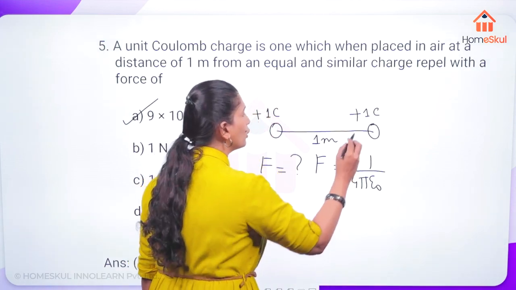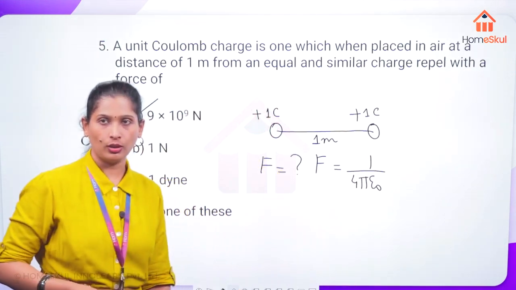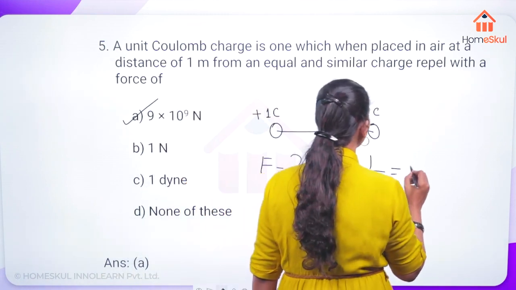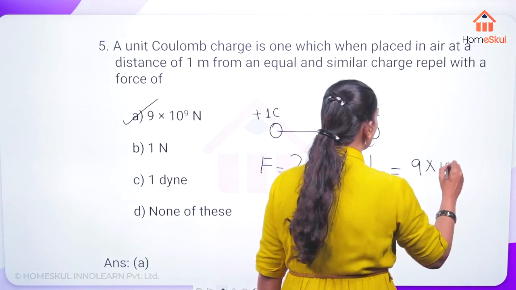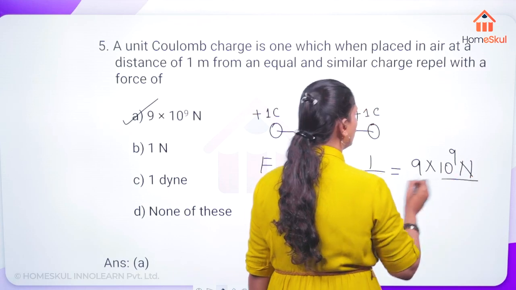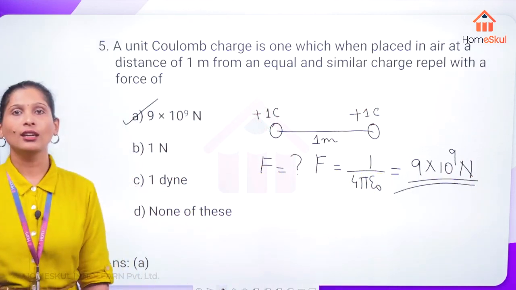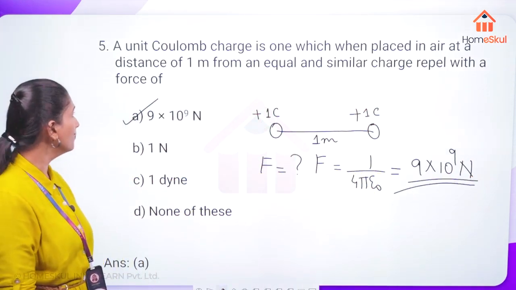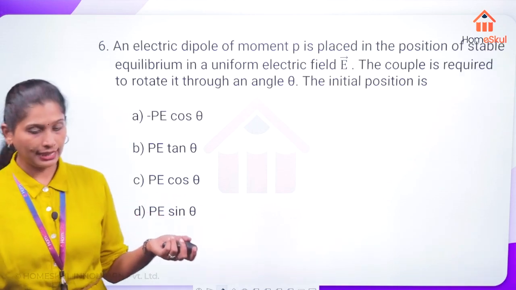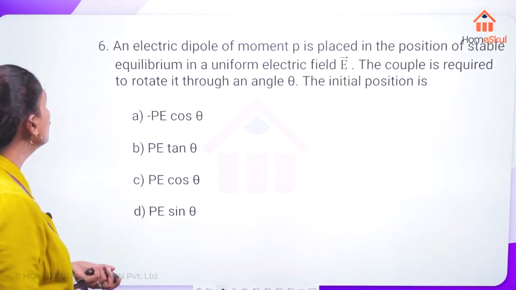So F is equal to 1 by 4 pi epsilon 0 here now. And we know that the value of 1 by 4 pi epsilon 0 is 9 into 10 raised to 9 Newton, making option A the answer. Okay. Now let's see the next question without further ado.